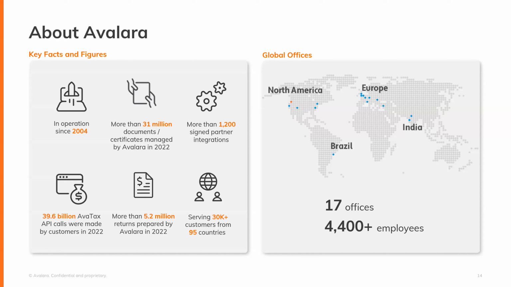In terms of volume of use, in 2022, we had nearly 40 billion API calls made through our calculation engine Avatax, and we prepared more than 5.2 million returns in that year for our clients. Looking at the clients, we have over 30,000 customers right now across 95 countries. And internally, we have 17 offices around the globe and about 5,000 employees now.